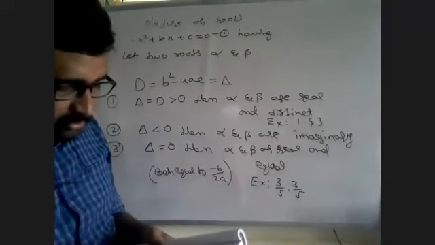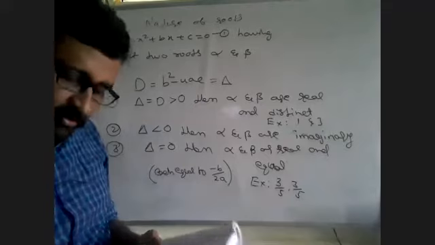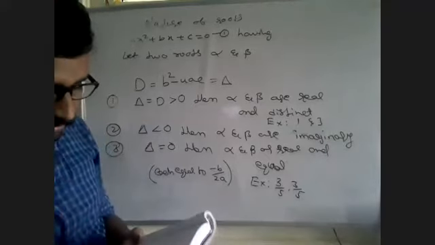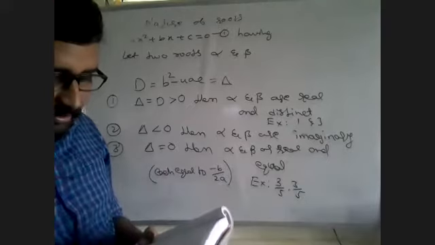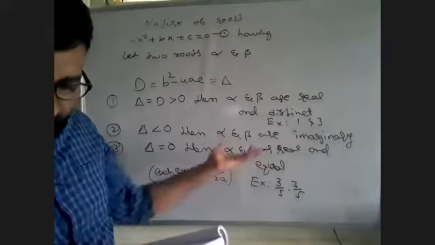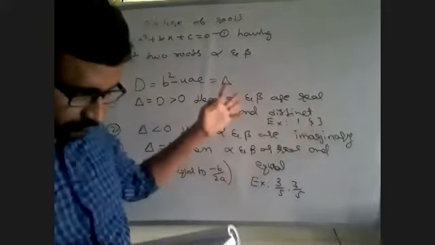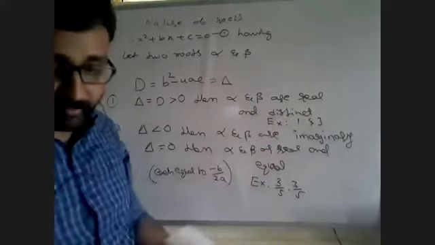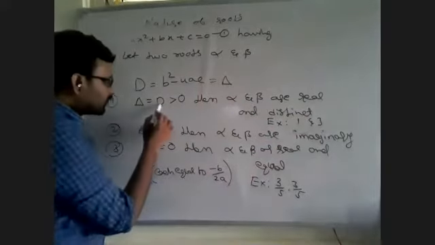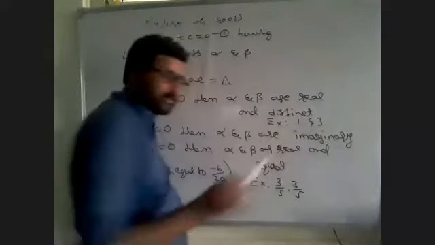And if delta less than 0, the roots are unequal, imaginary. Clearly, for real roots, we must have delta greater than or equal to 0. Delta greater than 0, the roots are unequal, that means distinct and real. So here one more condition also exists. If delta greater than 0, alpha and beta are real and distinct.